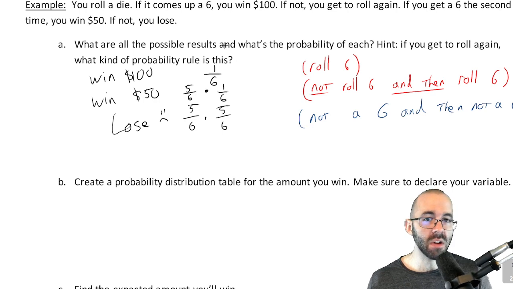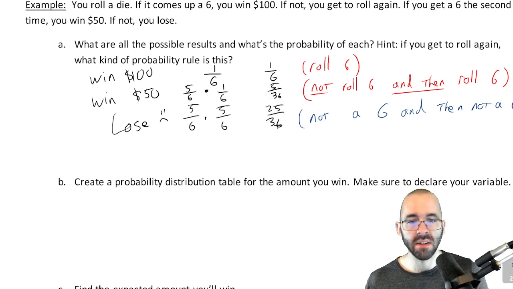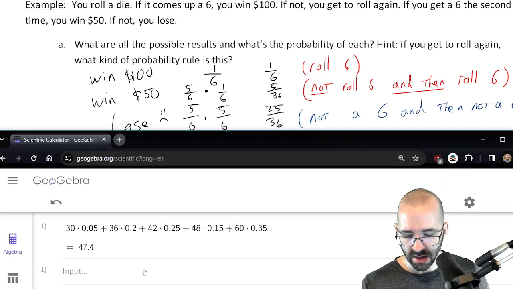So those are the possible results. Those are the probabilities. We could simplify those, right? 1/6. This is 5 out of 36. This is 25 out of 36. Hopefully those all add up to 1. Let's double check.